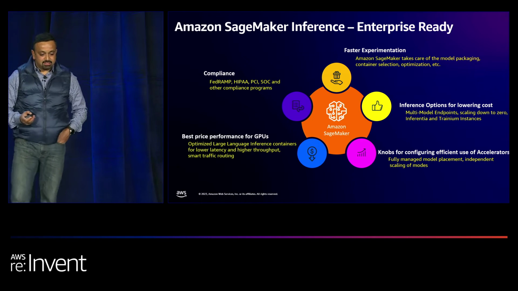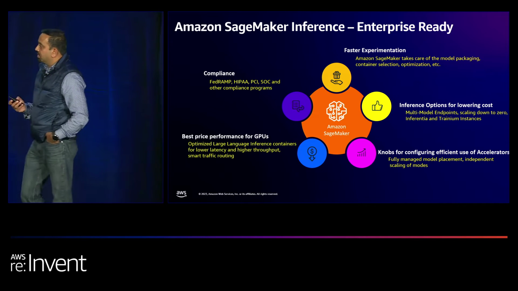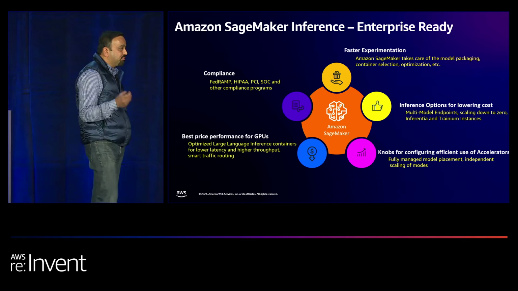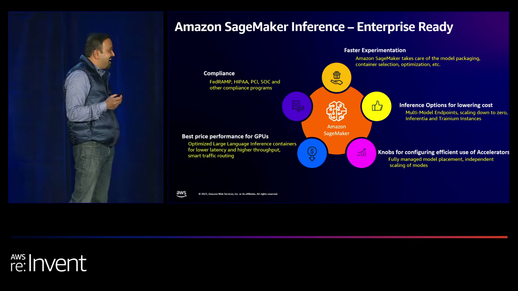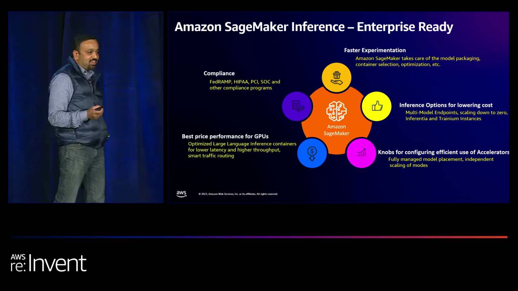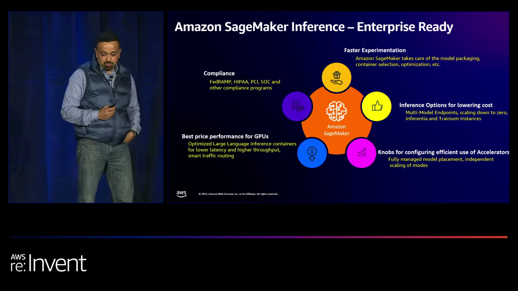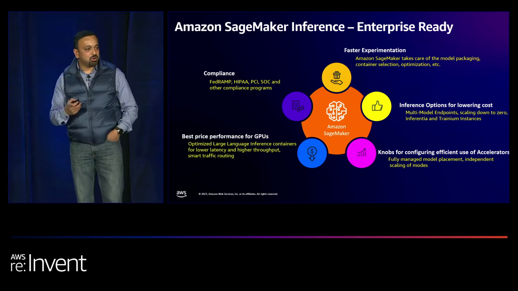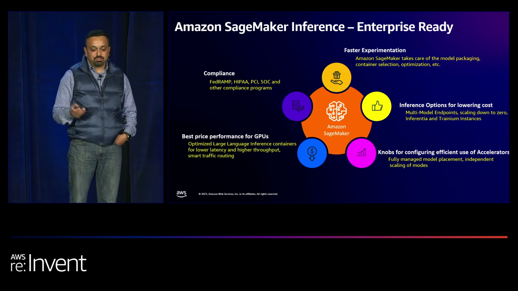Lastly, compliance gets overlooked often. If you have to comply with FedRAMP or HIPAA or SOC, you need a lot of resources to manage this. And it's undifferentiated heavy lifting that you have to do. SageMaker comes with those compliances out of the box that you can benefit from and lower your cost. These are some of the benefits.